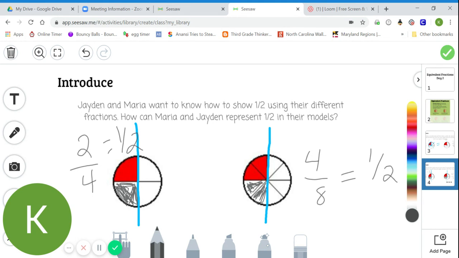In your practice problems today, you'll be practicing turning models or finding equivalent fractions in fraction models. That was a mouthful. Sorry, friends. Give it your best shot.